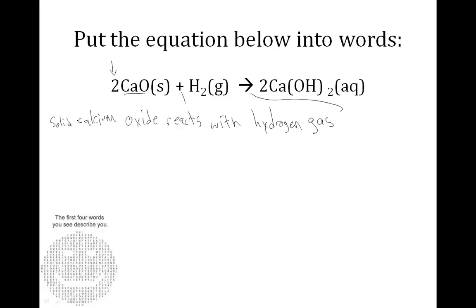Remember how that says to form, right? To form. Ca is calcium, which is a metal, so I don't use prefixes. OH is hydroxide. But then I see calcium hydroxide aqueous and go, I really should have put aqueous calcium hydroxide in there.